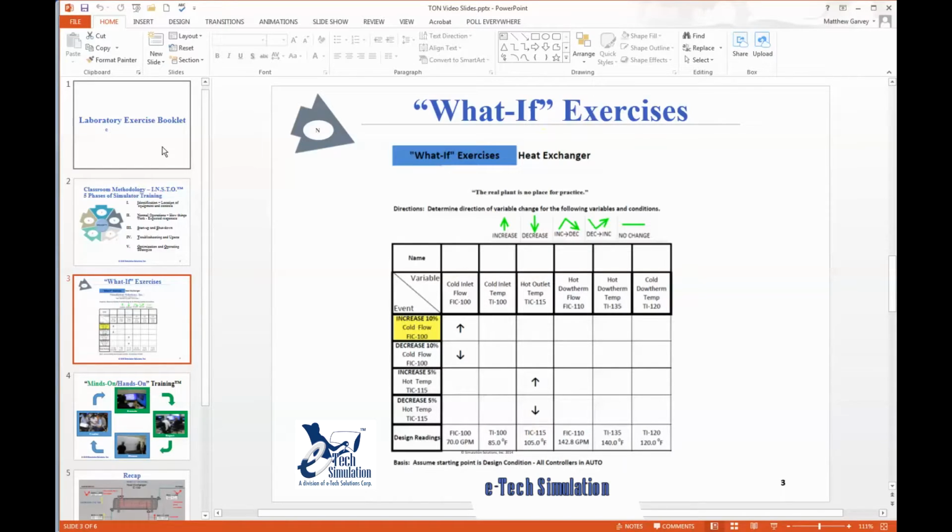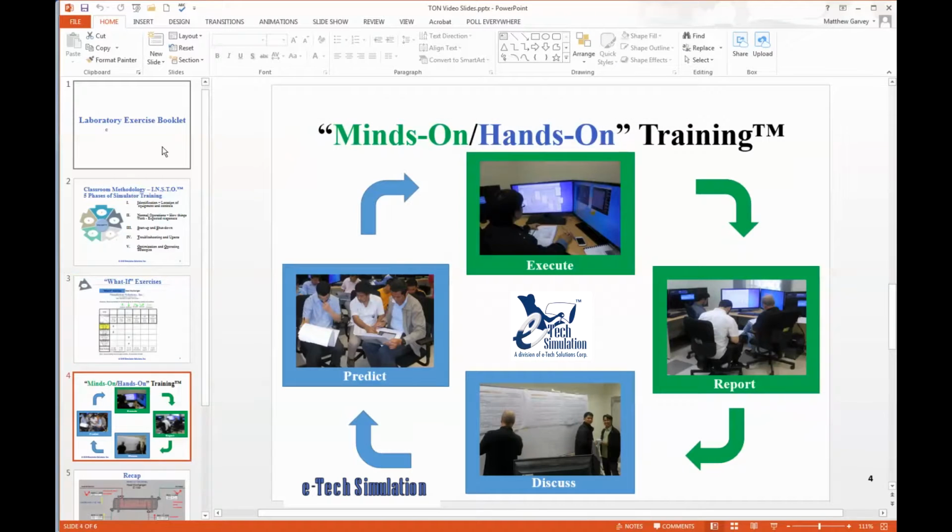These exercises are executed via a minds-on, hands-on training strategy. Trainees will first predict how they think a change will affect the entire system. Once predictions are recorded, the trainees will each make the move on their simulators and report what they have seen. If this report matches the prediction, the discussion will be brief. However, if there are discrepancies between the report and the prediction, a more in-depth discussion will be had.